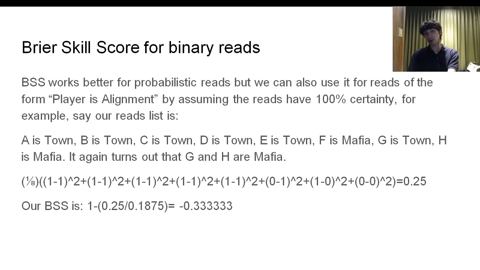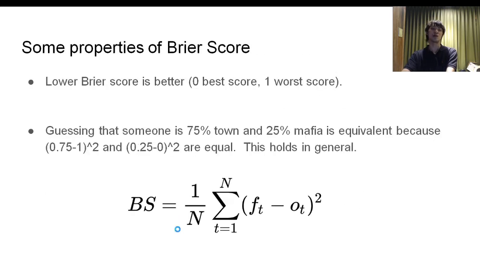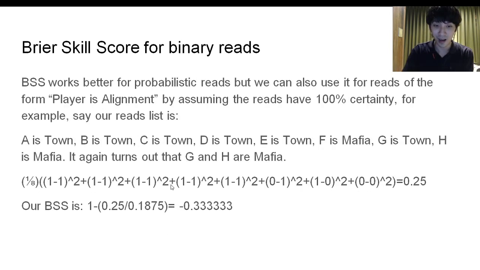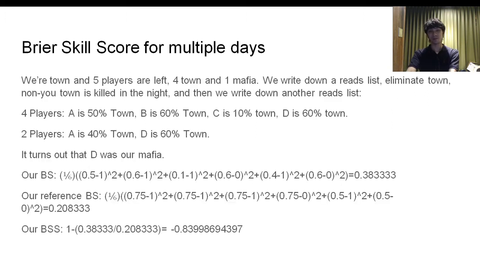This also works for binary reads, even though I recommend you avoid these as much as possible, which are reads of 100% certainty. So you can see an example reads list here, and you see lots of ones and zeros because you're saying somebody is always town or never town. So in this case, where you're wrong about one mafia and one town, you end up with a Brier score of 0.25, which is actually worse than the no-skill guesser reference score. So you end up with a negative Brier skill score.